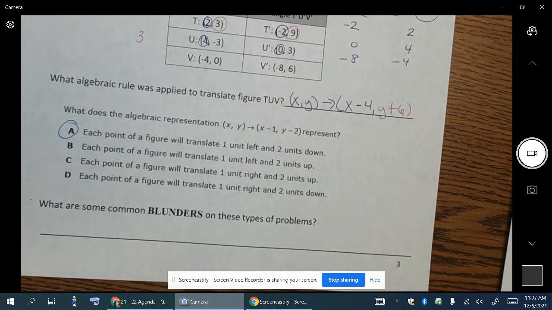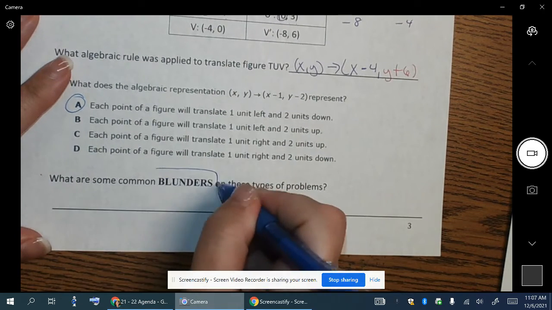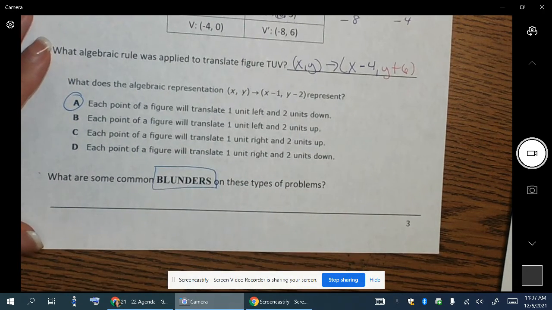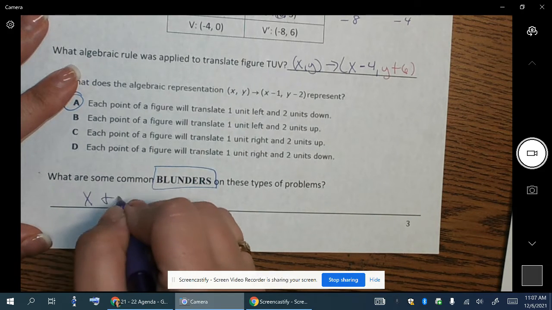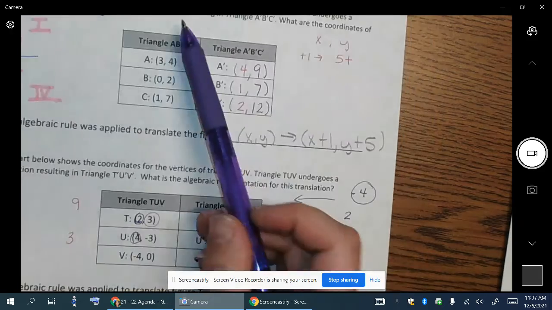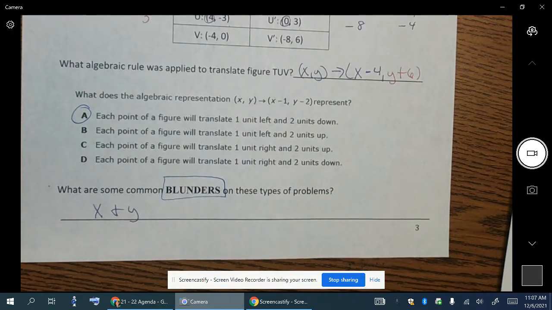You just have to know, wait, am I going left? Am I going right? Am I going up or down? It's that easy. But what do you think are the things that people mess up? A blunder is like a mistake. What do you think people mix up? X and Y. Like on this one up here, they switch the order up. So be careful that you know the difference between X and Y. X and Y is right and left, and then negative and positive.